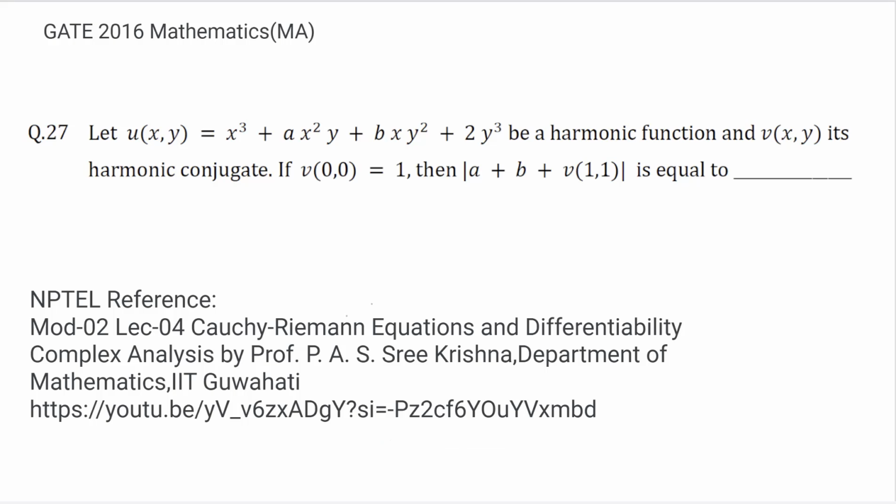So now coming to the solution. By just looking at the problem, we can observe it is asked to calculate the absolute value of this expression. So now we have two tasks here. Since u is given as this expression, the first task is to calculate the values of a and b, and the second task is to calculate the function v of x comma y using the condition v of 0 comma 0 equal to 1. When we have these values a, b and the function v of x comma y, we can easily calculate this expression. So we solve this problem in the following way.